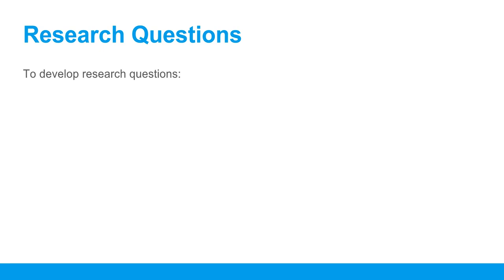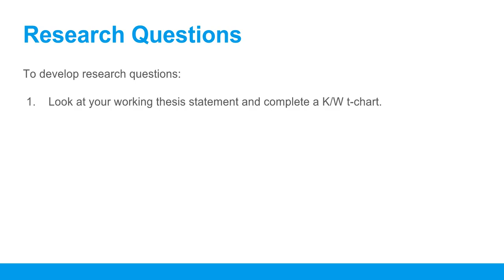So research questions are just questions that you want answered in your paper. And to create these, you would want to go back to your working thesis statement and complete a KWT chart, otherwise known as a know-want T chart. You guys have seen KWL charts perhaps in the past, where you know, want, learn. The learning part is the research, so we're reducing that just down to a KW chart.